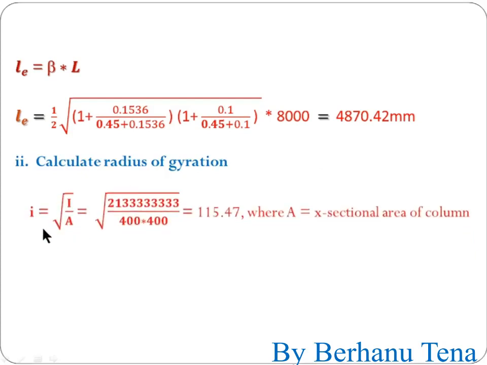Let's calculate the radius of gyration. The radius of gyration is the square root of the moment of inertia of the column over the cross-sectional area of the column. Then substitute the values which were already calculated in the previous slide. Our radius of gyration is 150.47. Now substitute this effective length and the radius of gyration into the lambda expression. We get 42.12 as the slenderness value for our column.